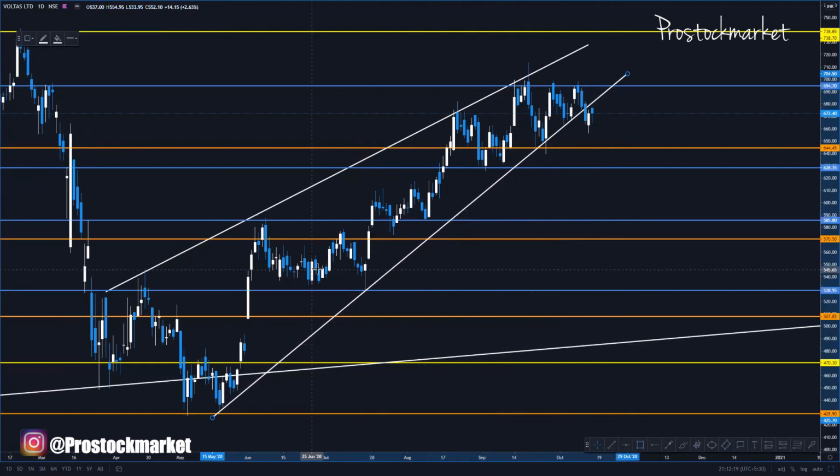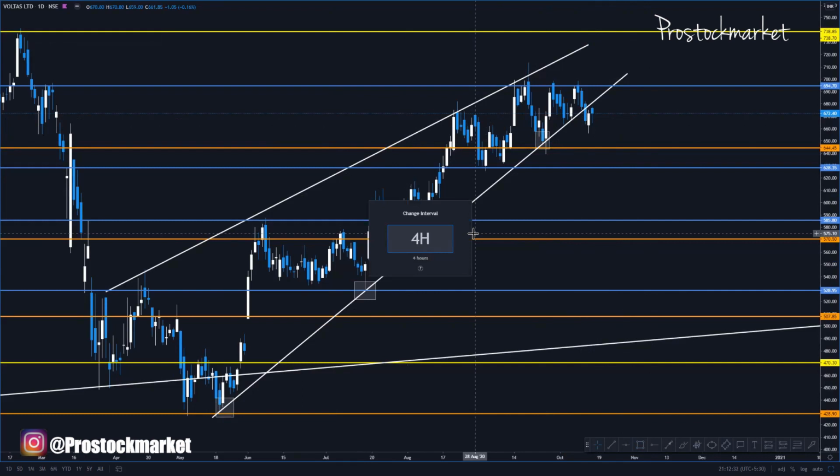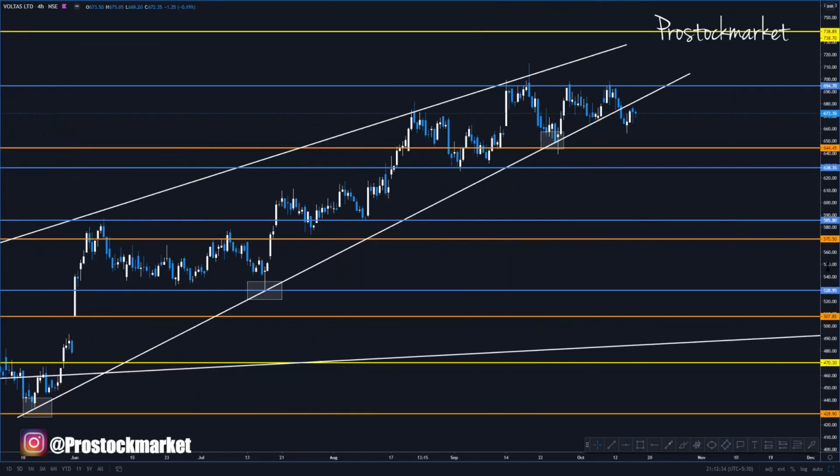So here you can see this one. One, two, of course the third touch. So the fourth touch which has already broken. So this is quite good. So now let's go for the 4 hours time frame. So this is 4 hours time frame.